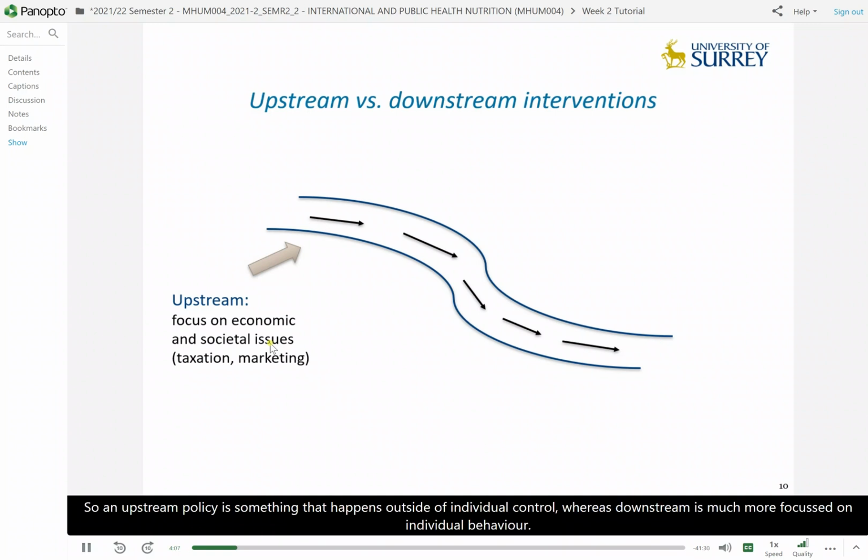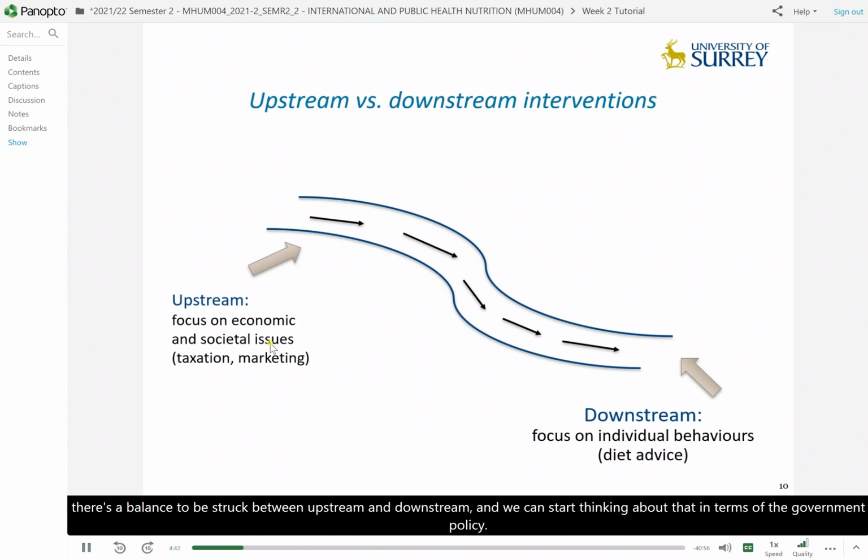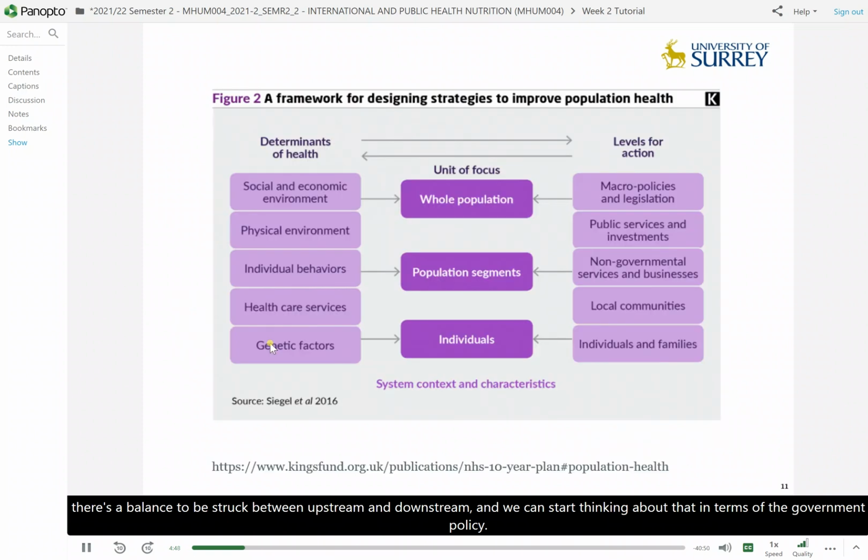So an upstream policy is something that happens outside of individual control, whereas downstream is much more focused on individual behaviours, so giving dietary advice, family-based interventions, something that requires individuals to make a change. And that might also include interventions around education and informing people of a healthy diet. So food labelling still requires individual action to understand the advice, the information, and then make a change. So when we're thinking about policy and how to change nutrition in the UK, there's a balance to be struck between upstream and downstream, and we can start thinking about that in terms of the government policy.